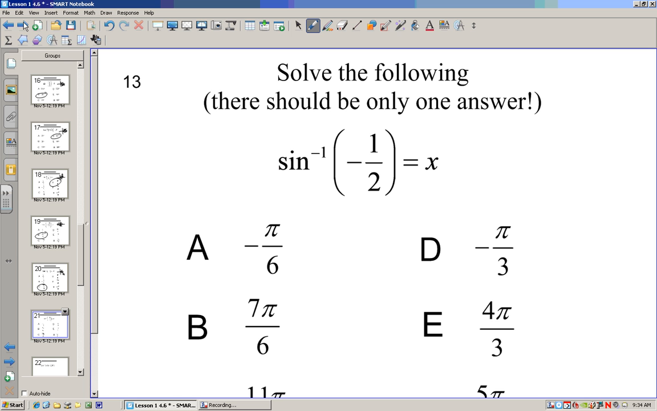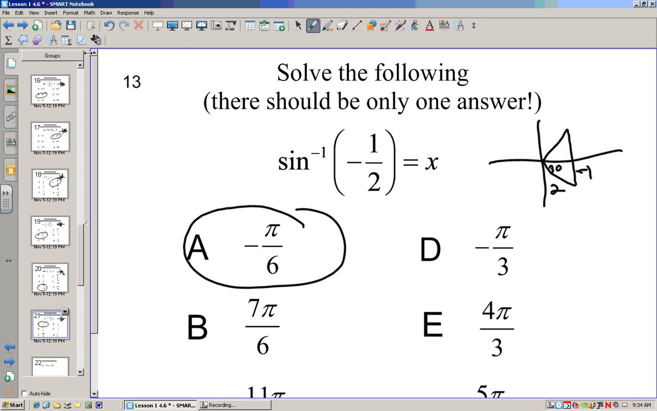Inverse sine of negative 1/2. So inverse sine is in these two quadrants. Negative 1 over 2 would look like this. That would be a 30-degree angle. So that's 30 degrees down. So that's going to be negative pi over 6.